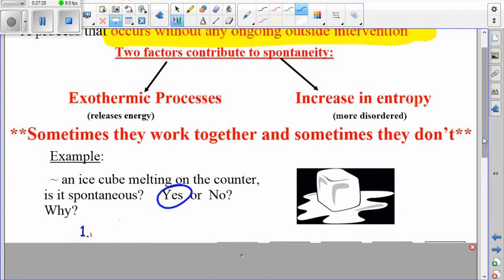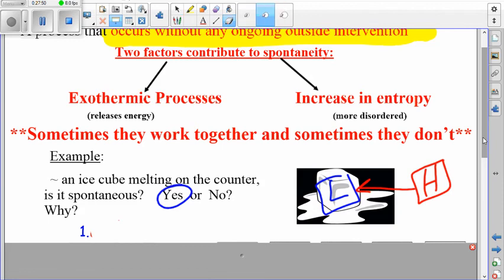Think about it. Where is the low temperature, relatively speaking? Is it the ice cube or the counter? There's the L, right? That means the counter has to be the H. Where does energy always go? High or low? You can literally see it's entering the ice cube. Makes sense? So an ice cube melting is endothermic. So it's not exothermic. Nature's not a big fan of that.